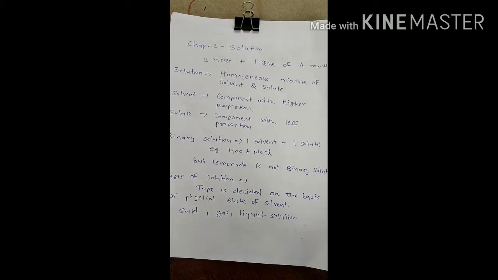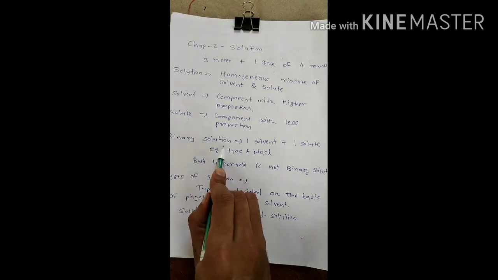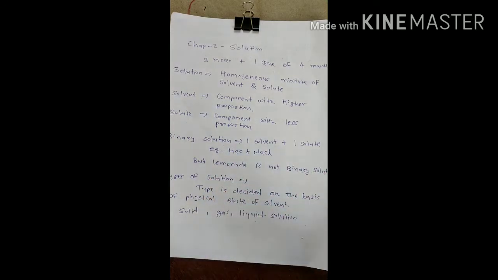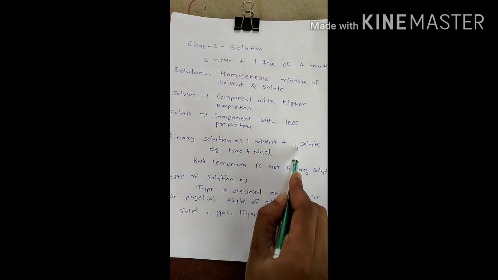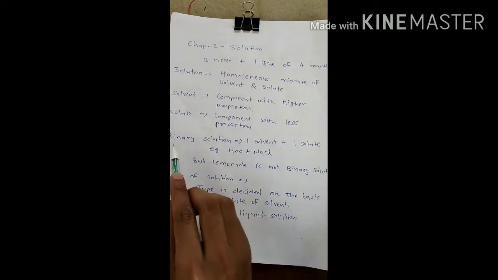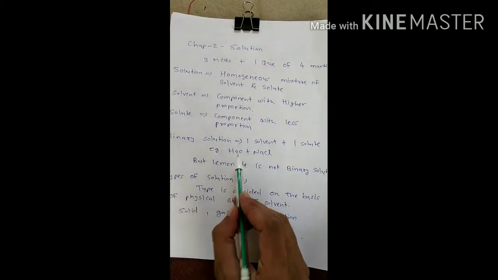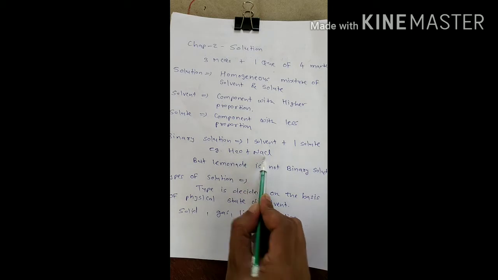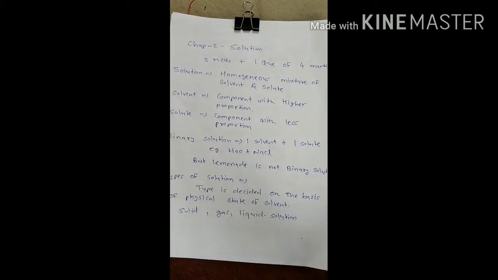Now there are a few types of solutions. One of them is binary solution. What is a binary solution? Basically it has one solvent and one solute. Example, water and NaCl. Here water is solvent and NaCl is solute. So it is a binary solution. But if we consider lemonade as a solution, it is not a binary solution.